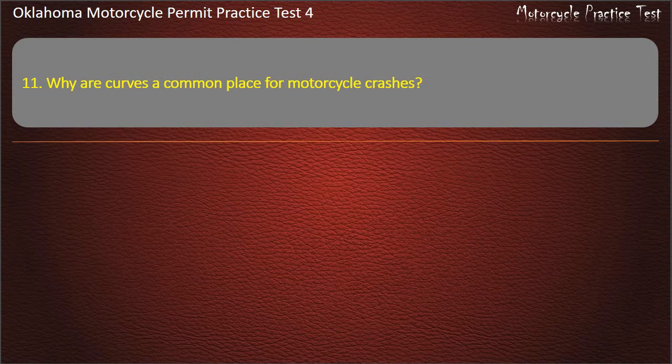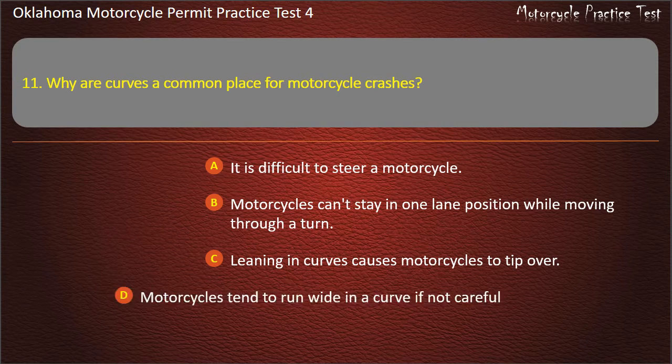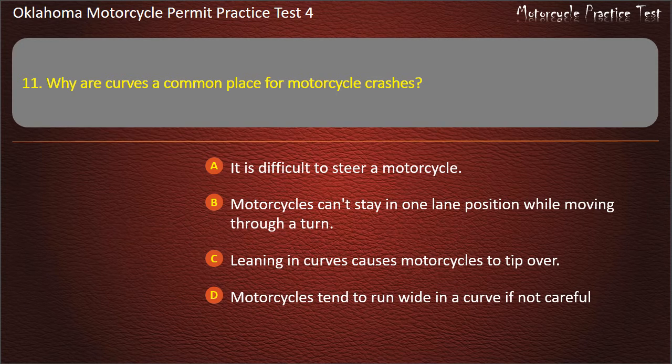Question 11. Why are curves a common place for motorcycle crashes? It is difficult to steer a motorcycle. Motorcycles can't stay in one lane position while moving through a turn. Leaning in curves causes motorcycles to tip over. Motorcycles tend to run wide in a curve if not careful. Answer. Motorcycles tend to run wide in a curve if not careful.